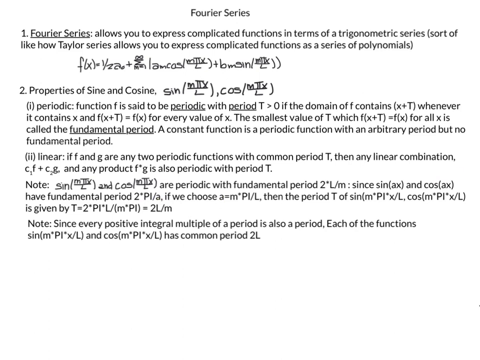If we choose a equal to m times pi over L, then the period T of sine of m pi x over L and cosine of m pi x over L is given by T equal to 2 pi L over m pi, which is 2L over m. The other note I have is that since every positive integral multiple of a period is also a period, each of the functions sine of m pi x over L and cosine of m pi x over L has common period 2L.